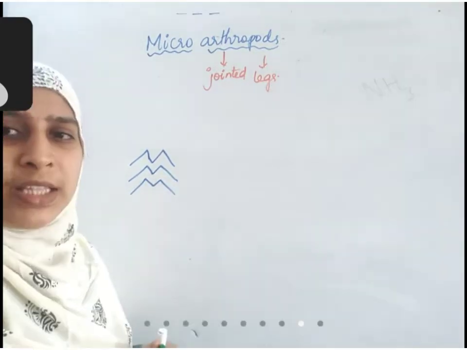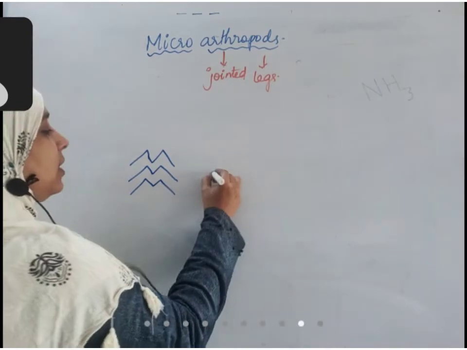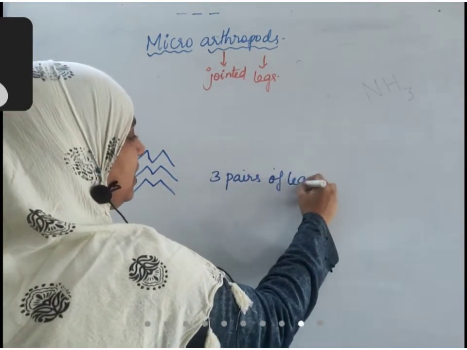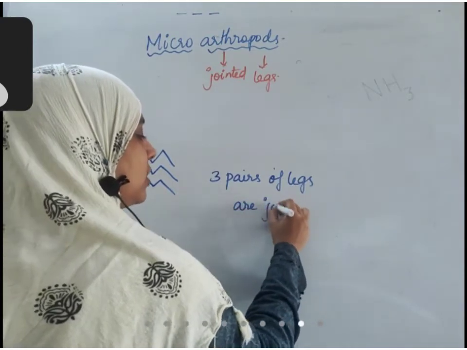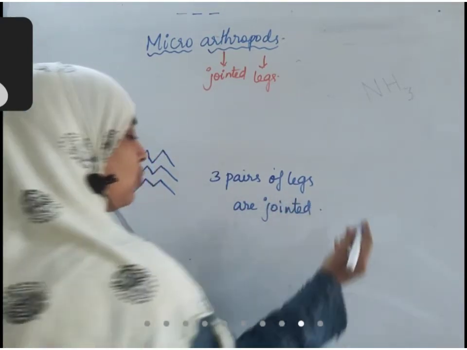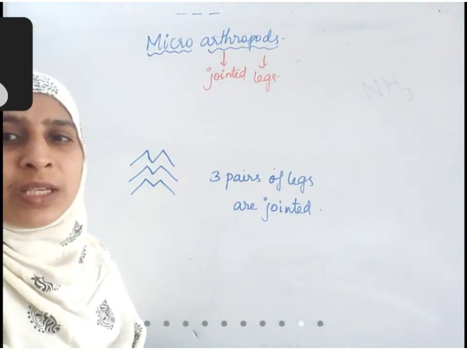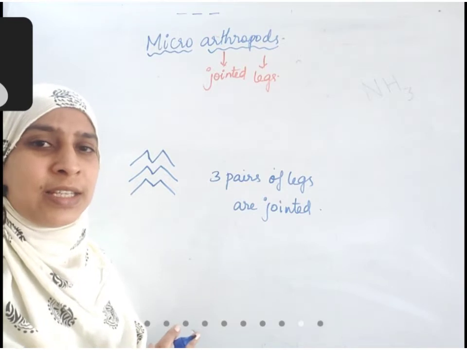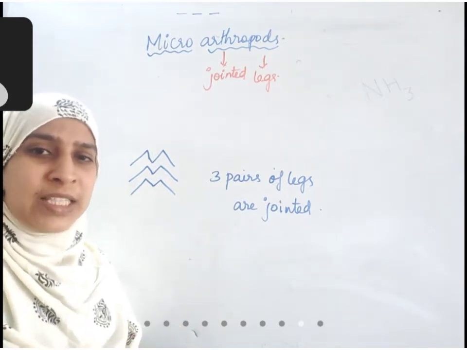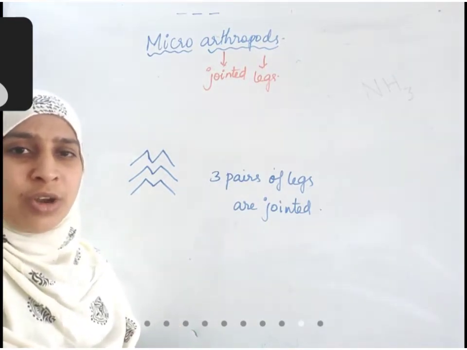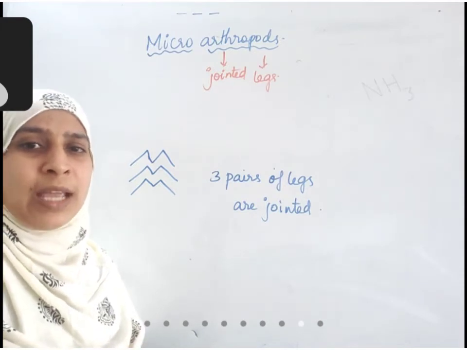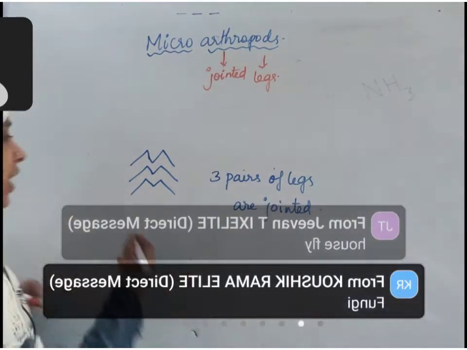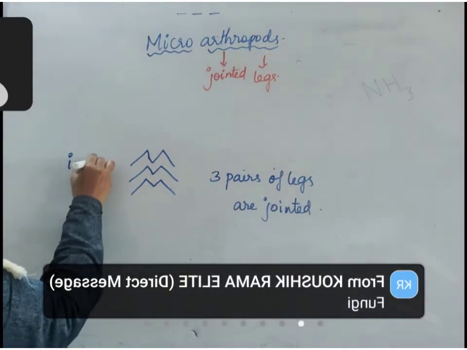Usually they have three pairs of legs, and these legs are jointed. So, now can you guess the creatures which we are speaking about? Which organisms have this type of jointed legs? Did you ever turn an ant and see if the legs are jointed or not? Did you turn a beetle any time to see if the legs are jointed or not? Yeah, housefly. So we are talking about insects.